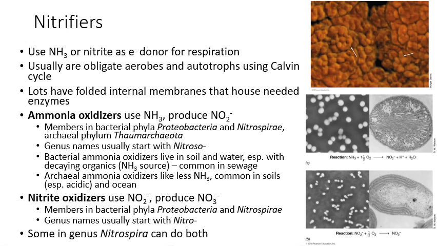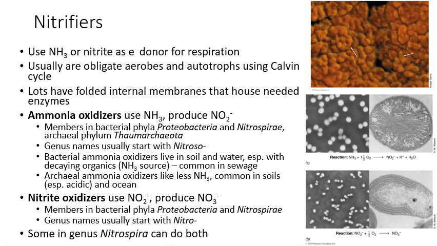Next we have the nitrifiers, which are bacteria or archaea that are oxidizing ammonia or nitrite to nitrate. So they'd be using either ammonia or nitrite as their electron donor in respiration, usually aerobic respiration, and therefore oxidizing it. If they're using ammonia, that gets oxidized to nitrite. If they're using nitrite, that gets oxidized to nitrate. So usually these are obligate aerobes, and they're usually also autotrophs that use the Calvin cycle to fix carbon.